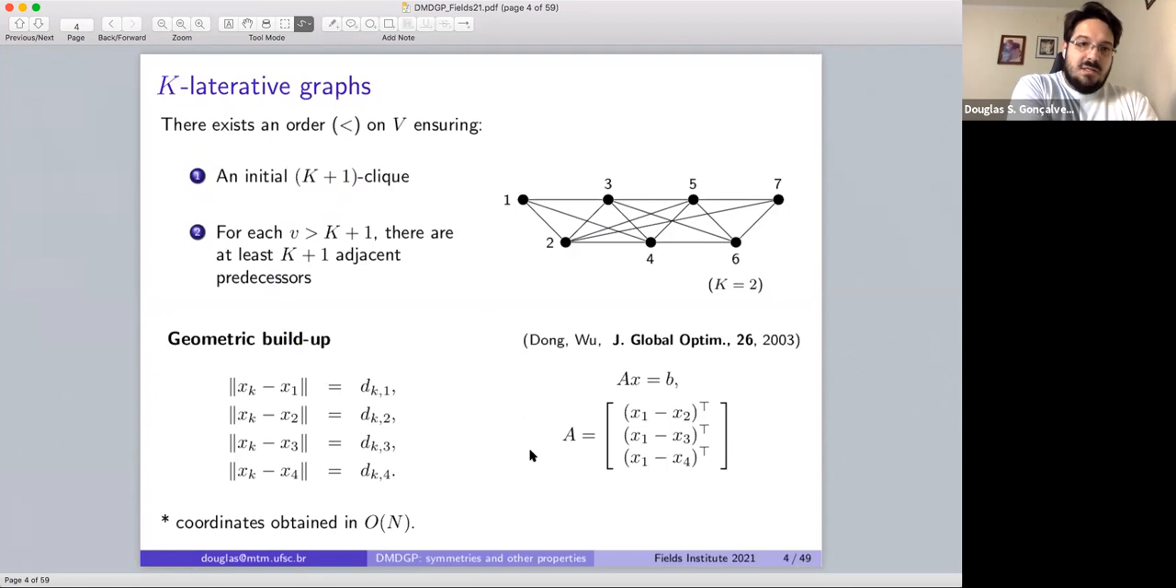One of these classes is what we call distance geometry problems where the underlying graph G is a K-trilateration graph. What does it mean? It means that you can find an order for the vertices of this graph, such that the first K plus one vertices form a clique, and for all other vertices ranked after vertex K plus one, there are at least K plus one adjacent predecessors. Here on the right, I give an example for dimension k equal to 2. Vertices 1, 2, 3 form a clique. And then you see that for all vertices 4, 5, 6, 7, there are at least three adjacent predecessors.